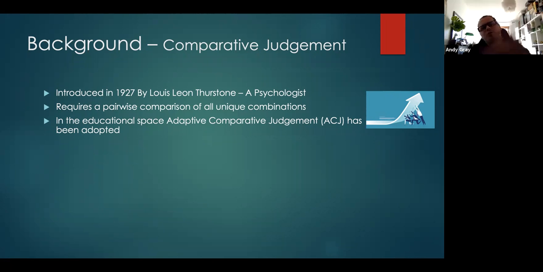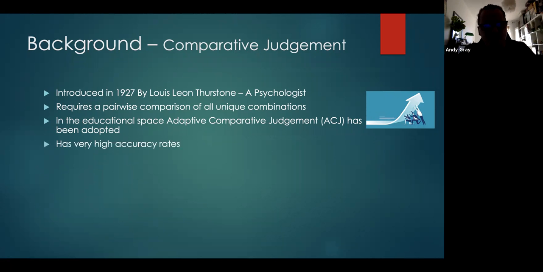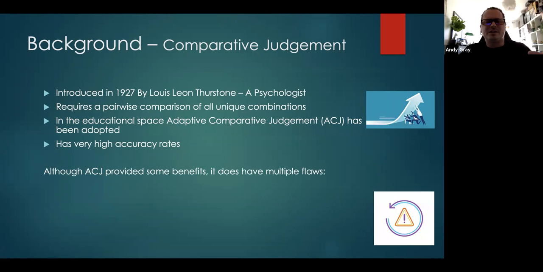What happens is they go through a first round and rank the students, and then go through multiple rounds, adaptively changing the students that are very close to each other in the rankings, to ask the teachers which one is actually better than the other, and create a more defined ranking of the students' work. And studies have found that this has very high accuracy rates. However, again, this has multiple flaws.